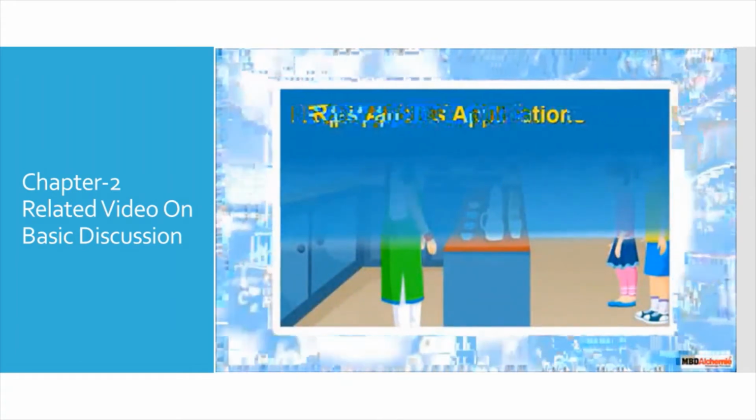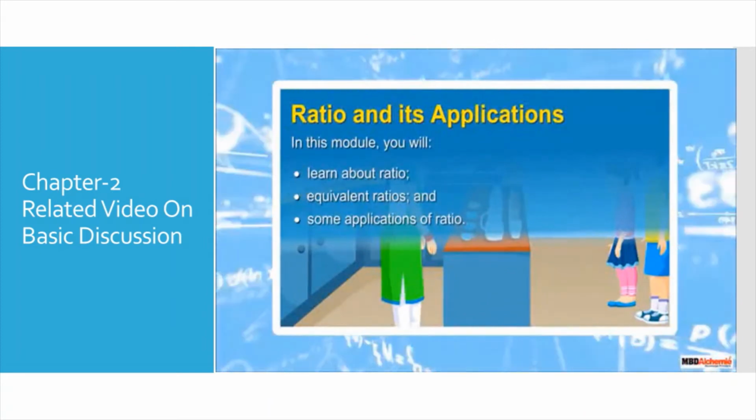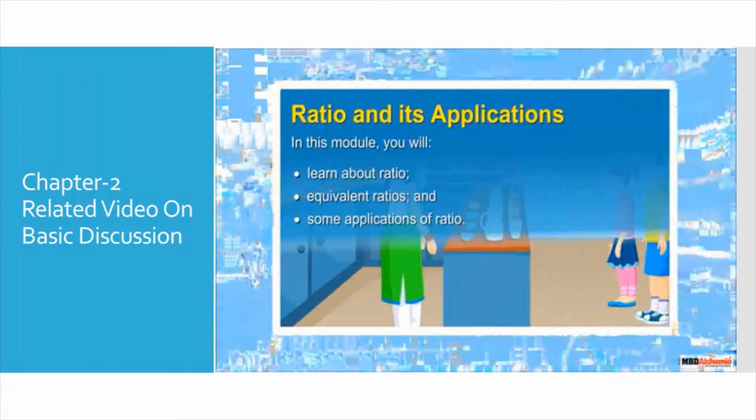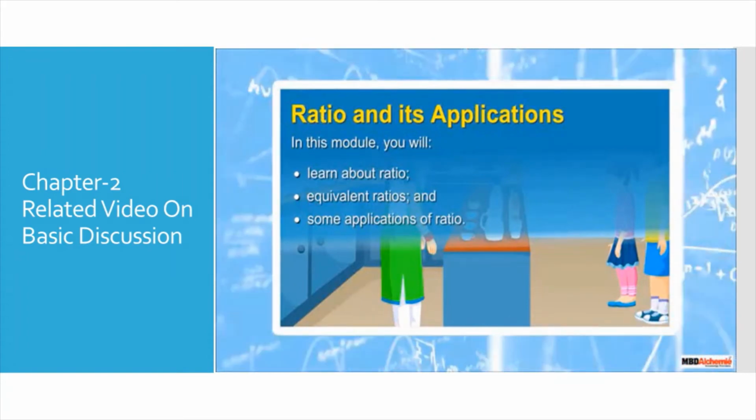Ratio and its applications. In this module, you will learn about ratio, equivalent ratios, and some applications of ratio.